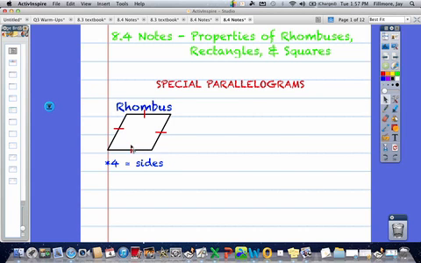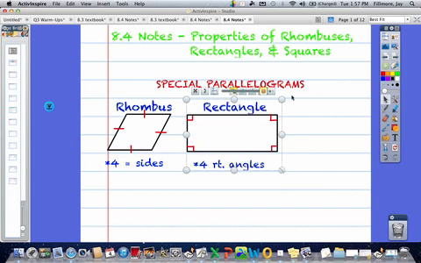The second shape is the rectangle. It's a parallelogram, but what's special about it is that it has four right angles. So all the angles are congruent to each other, and they're all right angles. Like a parallelogram, only opposite sides are congruent, not all four like in a rhombus.